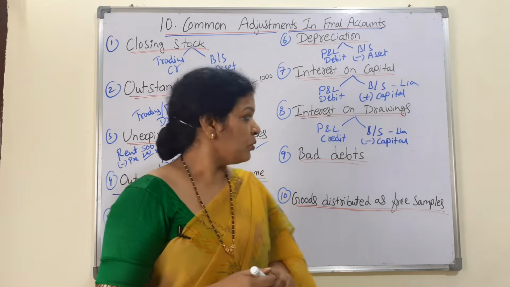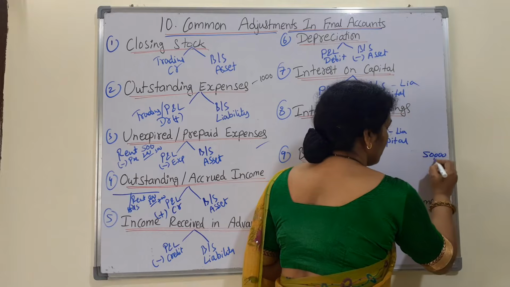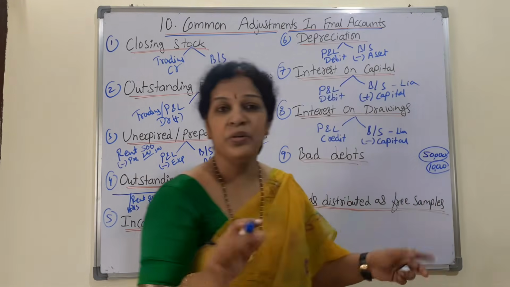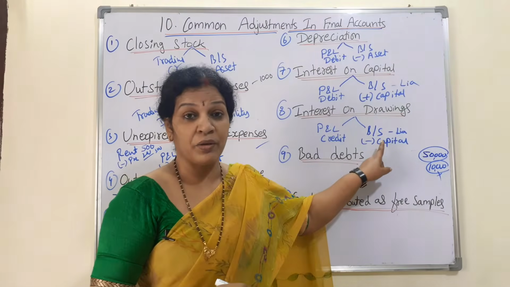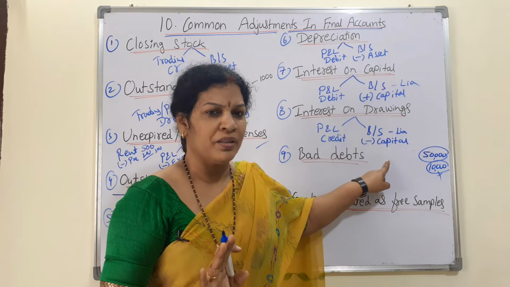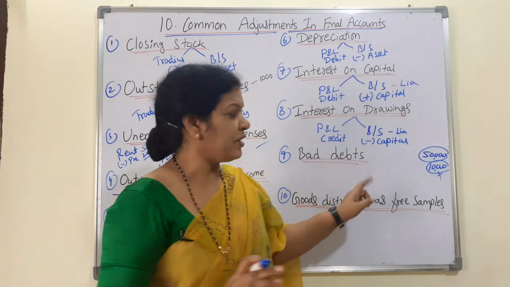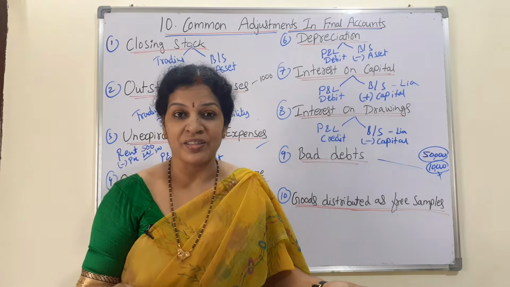Say I have sold goods, say 50,000. Out of 50,000, 10,000 I am not going to get. They are not going to pay. On credit basis I have sold 50,000 and 10,000 they are not going to pay. When 10,000 they are not going to pay, this is a loss. That loss we call bad debts. Not going to get. Loss.